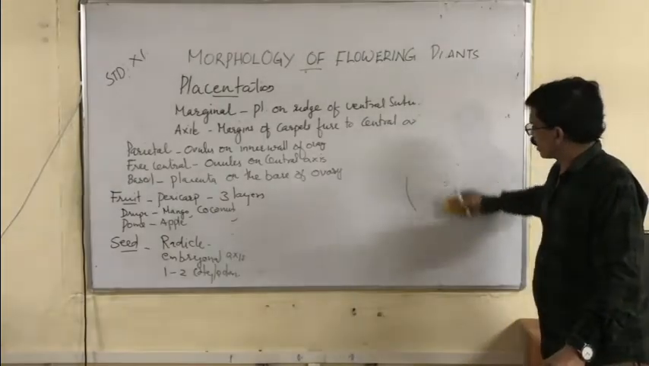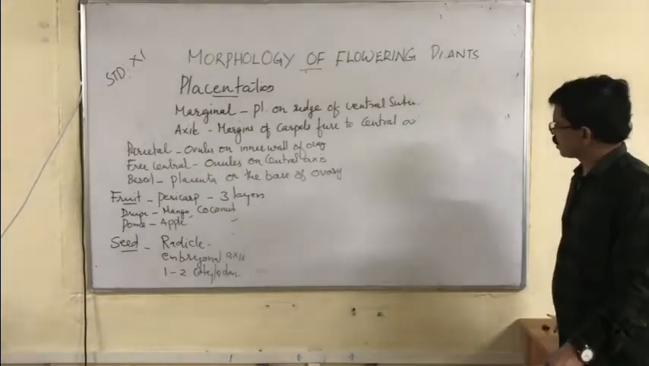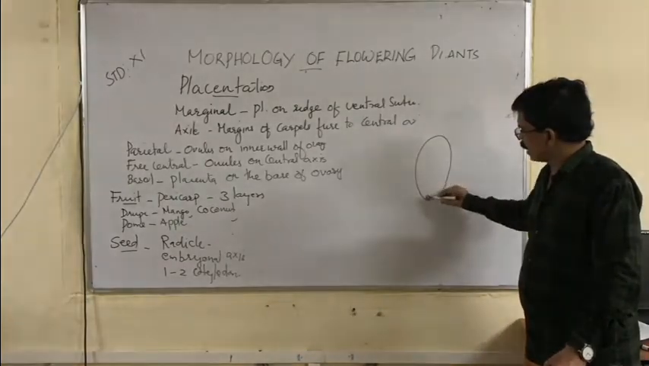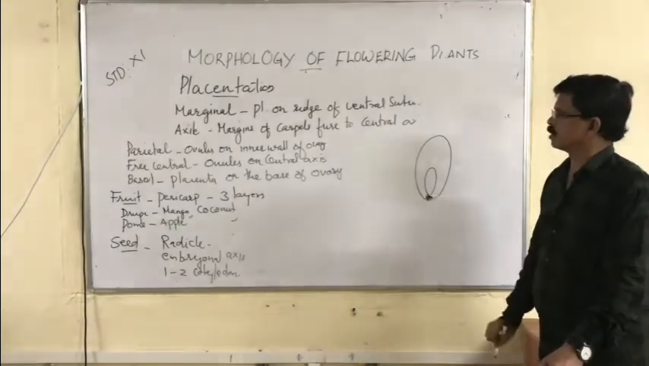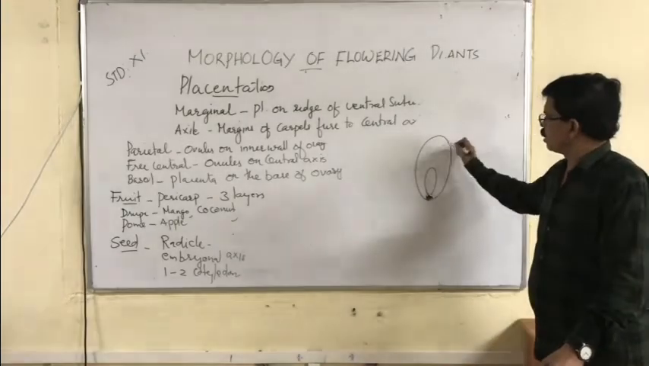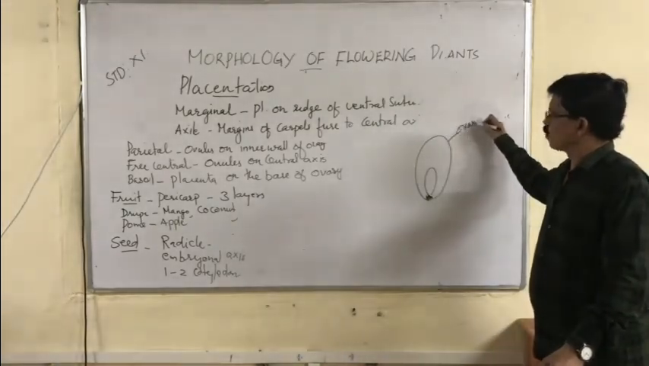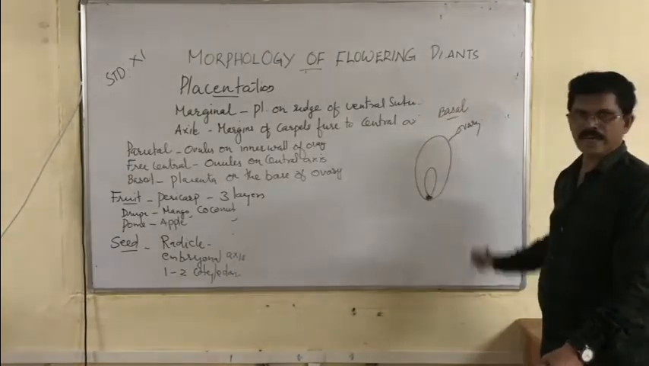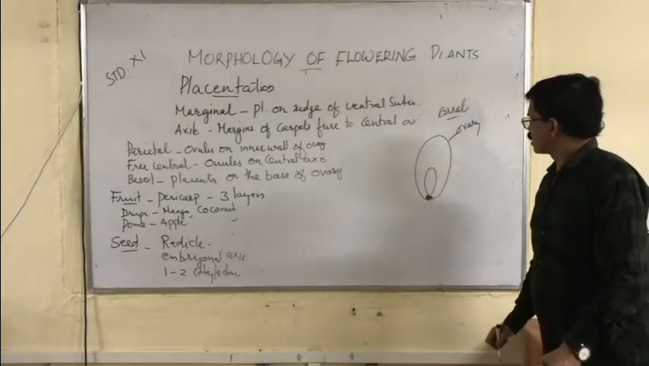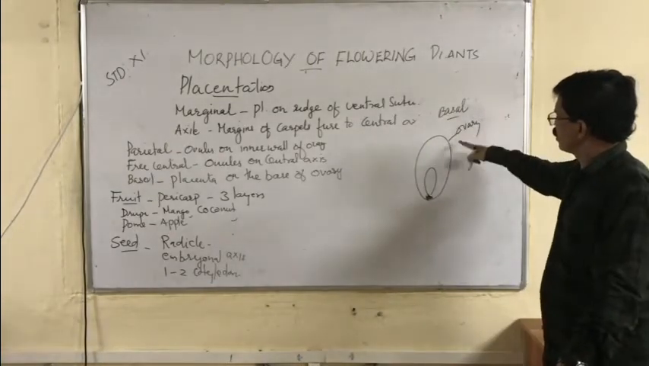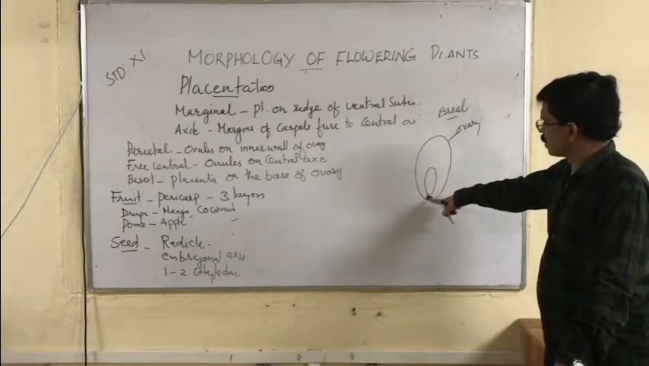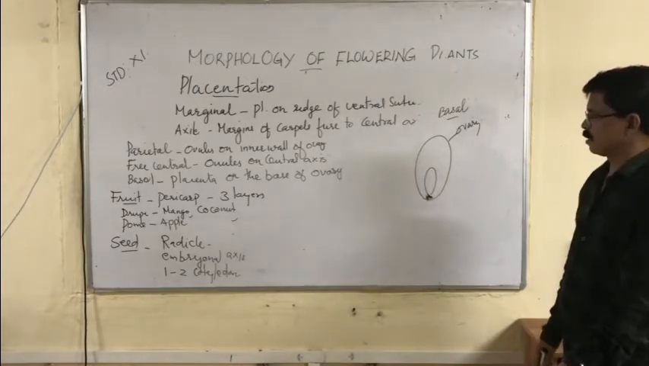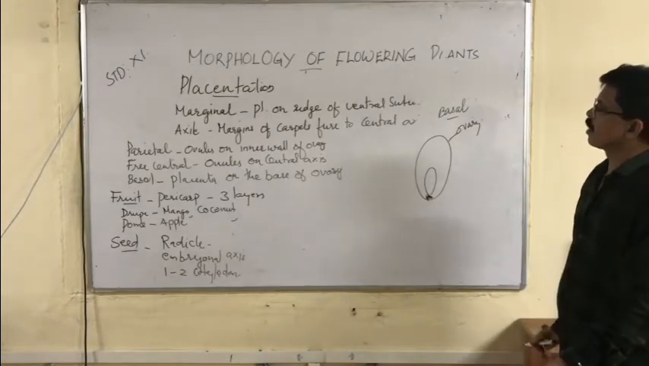Now basal placentation. In basal placentation, if you take the cross section of the ovary, the placenta is at the base. So the ovule is attached to the base. This is the ovary. What we are studying now is basal placentation. The ovary is here, but the placenta is at the base of the ovary, and on it the ovule is attached. So these are the different types of placentation.